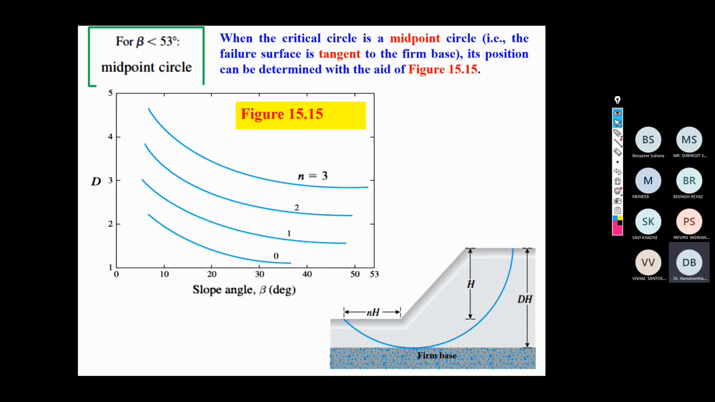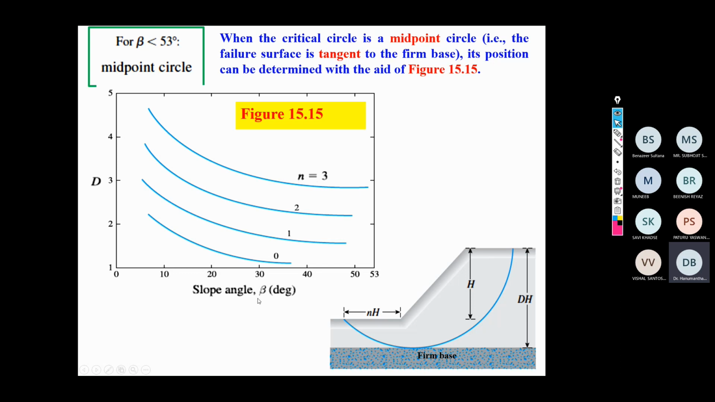Then another important contribution of Taylor's analysis is, from the toe, at what length the toe circle emerges. For that purpose, he has proposed another predefined correlation between slope angle beta and d, that is the depth from the top of the embankment to the hard stratum, and the distance, that is n. So here you can see n equal to 0 indicates the toe failure, n equal to 1, 2, 3, and so on and so forth.